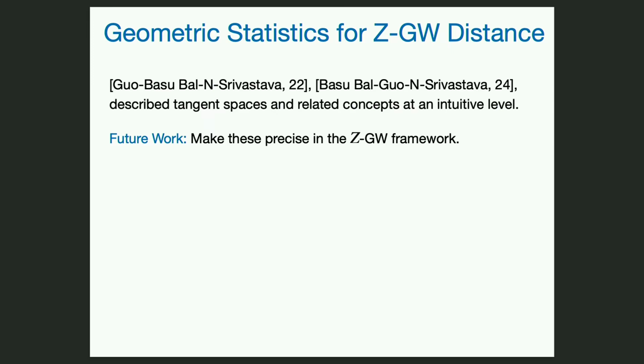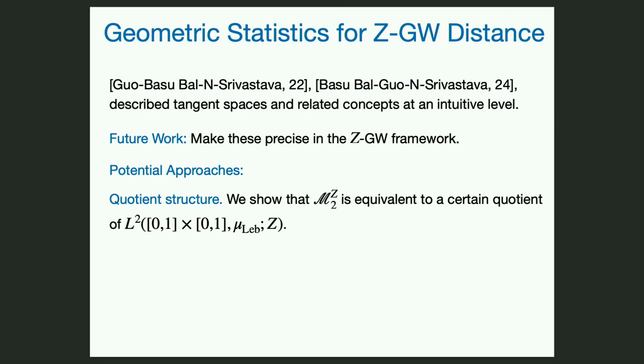I'll end with some future work. In these earlier papers, we were describing tangent spaces and tangent space PCA at a pretty intuitive level. We're saying, we have these things we're calling geodesics. We can synthetically say, okay, here's what a log map should look like. But none of that is really precisely mathematically formulated. So it was done at a more applications-oriented level, let's say. So future work: we also haven't precisely formulated the Riemannian structure of the ZGW space ourselves either, so that is future work.